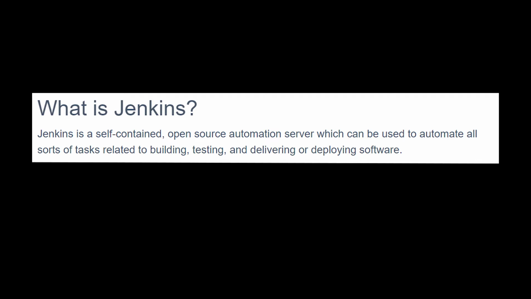So today we are starting to learn what Jenkins is, how to use it, how to leverage its capabilities for different tasks. So first of all, what is Jenkins? Let's see the documentation. Jenkins is a self-contained open-source automation server which can be used to automate all sorts of tasks related to building, testing, and developing or deploying software.